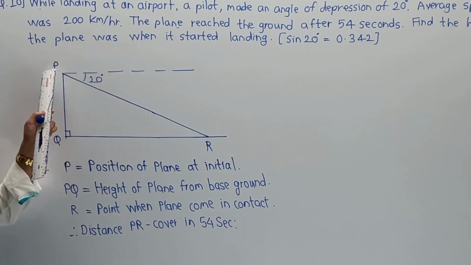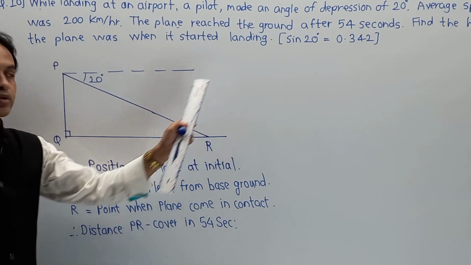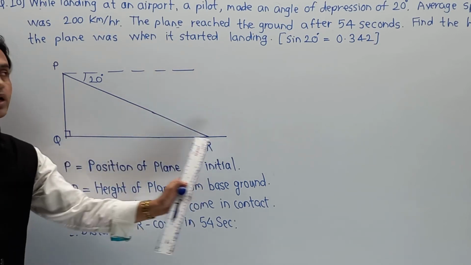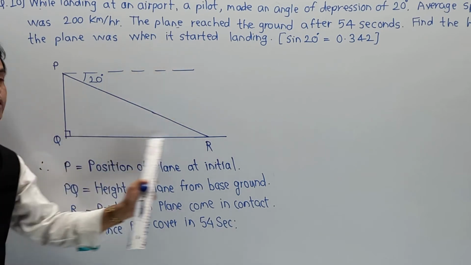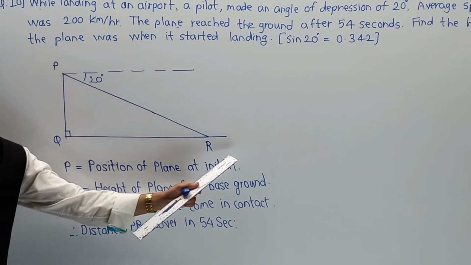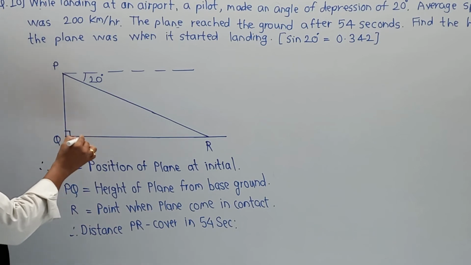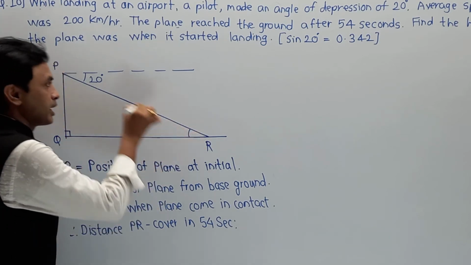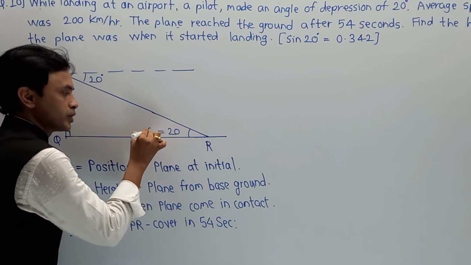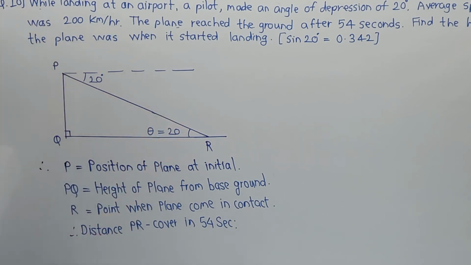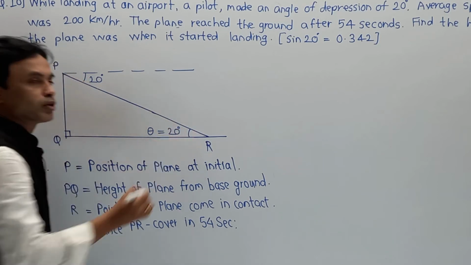Now remember, as we have drawn this imaginary horizontal line which is parallel to base QR, and the angle is 20 degrees. Naturally the upper line is parallel to base QR, and PR acts as a transversal. Due to that property, this alternate angle 20 becomes 20 over here, and this is a part of theta in your numerical. So your angle is 20 degrees over here.